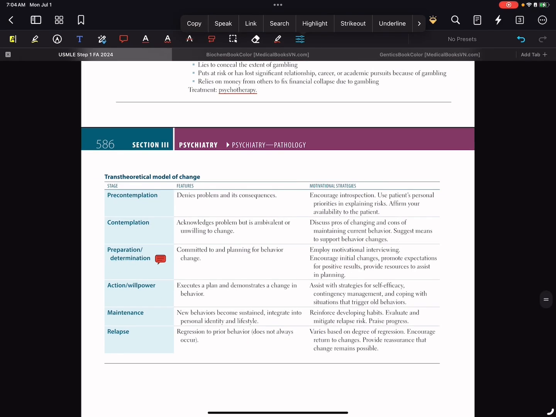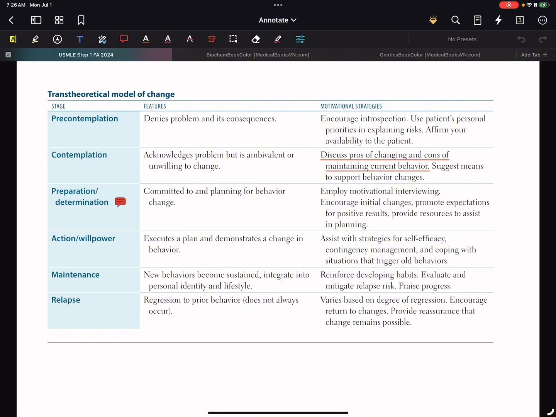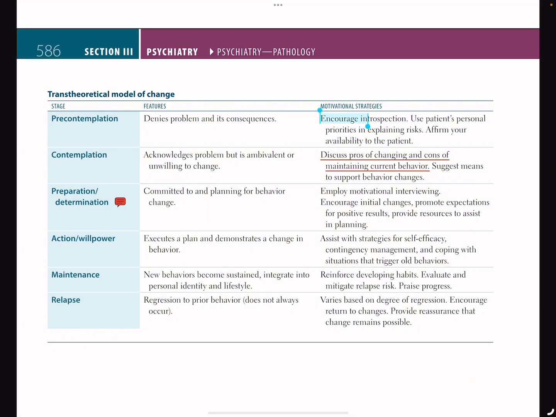Treatment is psychotherapy. Okay, so the transtheoretical model of change. Precontemplation: denies the problem and its consequences. The motivation strategies you'll use are to encourage introspection, use the patient's personal priorities, explain risks, and affirm your availability to the patient. Contemplation: acknowledges the problem but is ambivalent or unwilling to change. He knows that there is a problem but he doesn't want to change. Discuss pros and cons of changing and cons of maintaining current behavior.